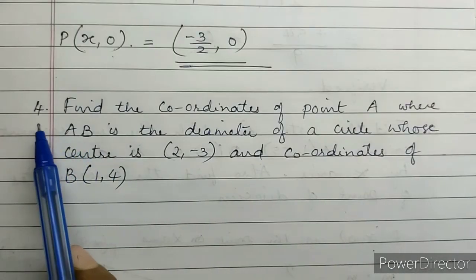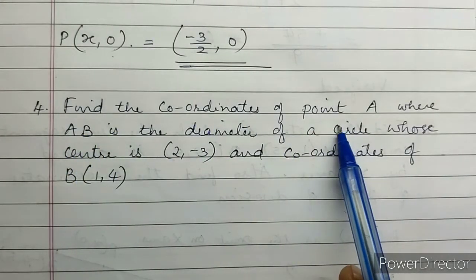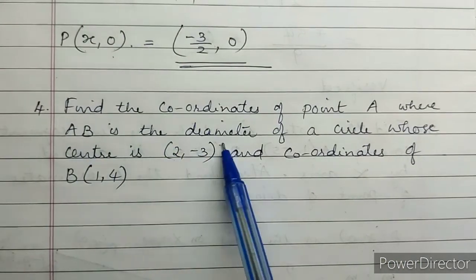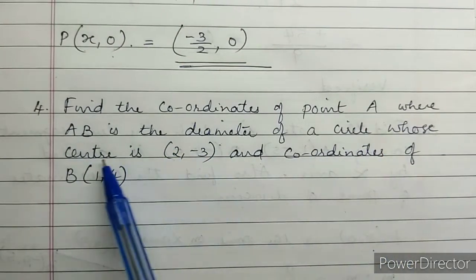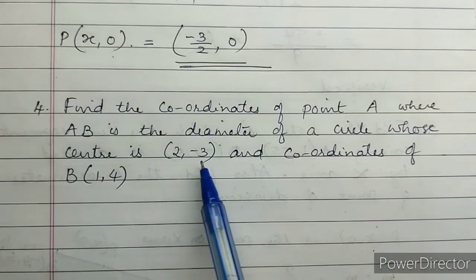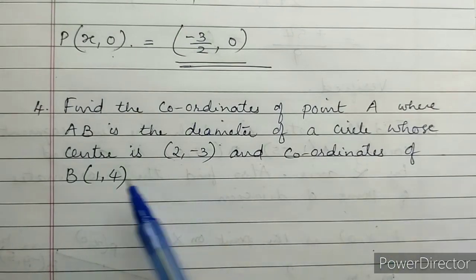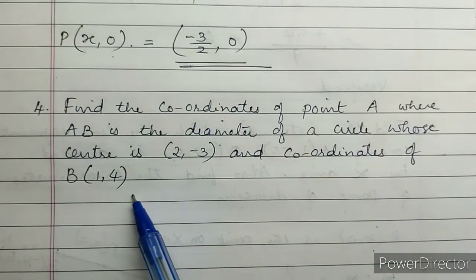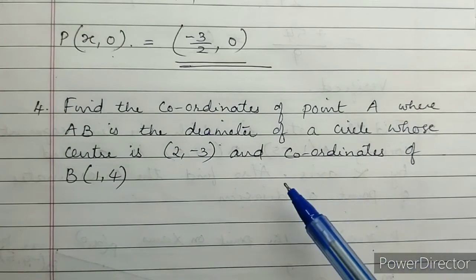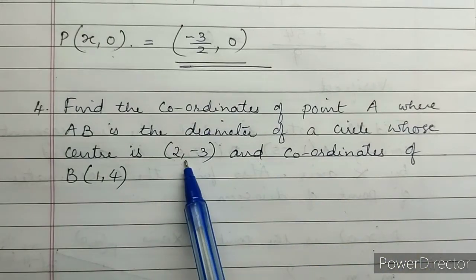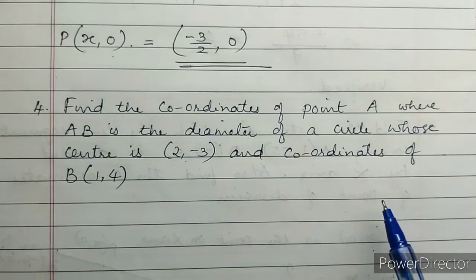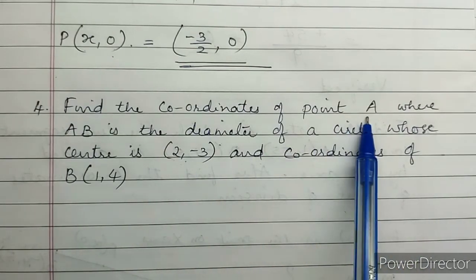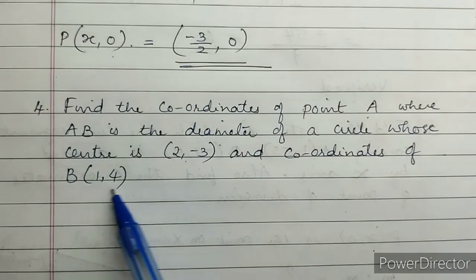Next sum. Find the coordinates of a point A where AB is the diameter of a circle whose center is (2, -3) and the coordinates of B are (1, 4). So you need to draw a circle, and the center of the circle is (2, -3). AB is the diameter. In that, the coordinates of A you have to find, B is given as (1, 4).